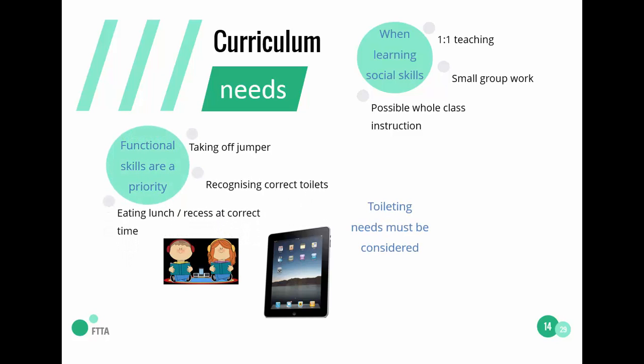And here's some examples taken off a jumper. Recognising correct toilet procedures, or the male and female toilets. Eating lunch and recess at the correct time. So being able to have those skills to control themselves so that they can continue to concentrate on doing something even though they're hungry.